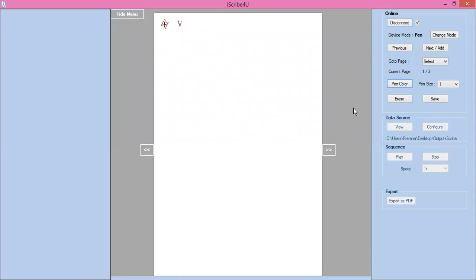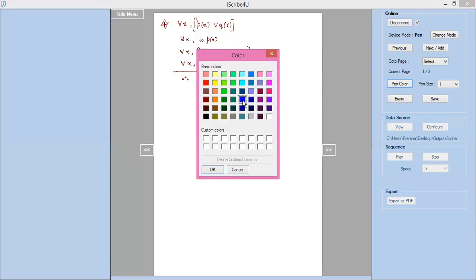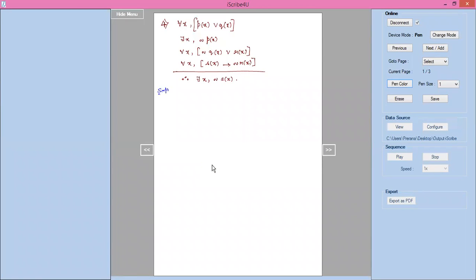Fourth one: for every x, P of x or Q of x; for some x, negation P of x; for every x, negation Q of x or R of x; and the fourth statement is for every x, S of x conditional negation R of x. And the conclusion, therefore, for some x, negation S of x. So we have to verify whether this is a valid argument or not. So let us take the solution.